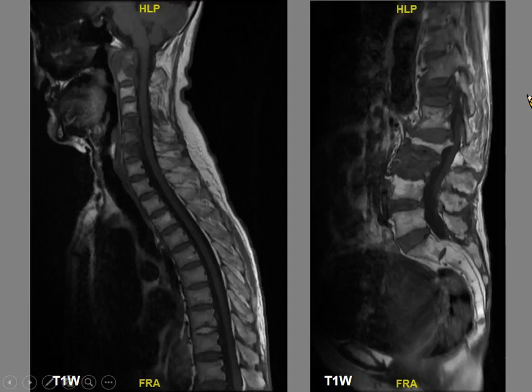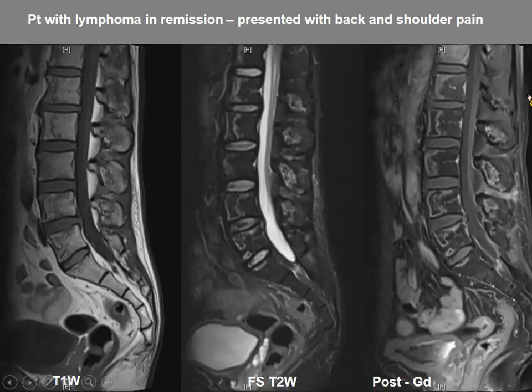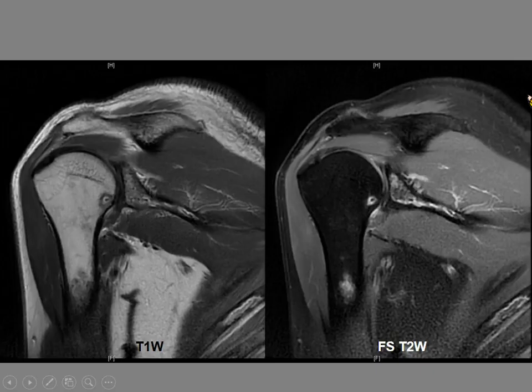But occasionally, it is not as simple to make the distinction in a patient with multiple pathology. And this is an example. It's a patient with lymphoma in remission who presented to us with back pain as well as shoulder pain. You can see multiple lesions within the spine. And although it's uncommon, if you look at the appearance of the lesion, you can see that these are multiple bone infarcts within the spine. And if you look at the shoulder, again, there are multiple sites of bone infarcts, like so.